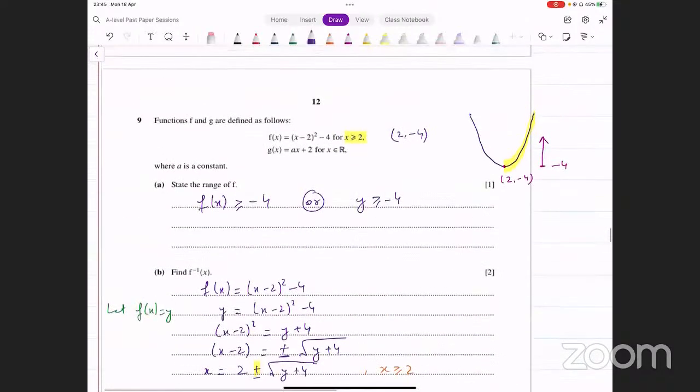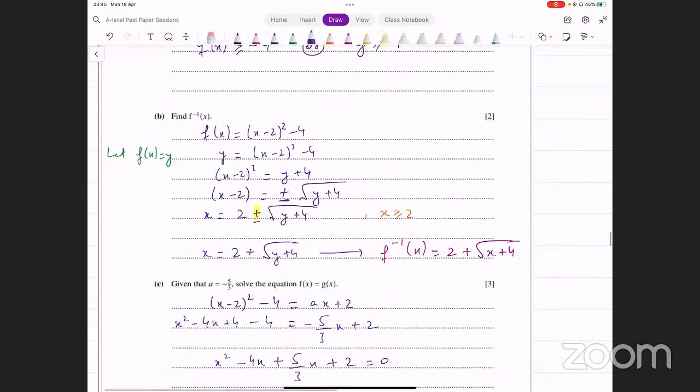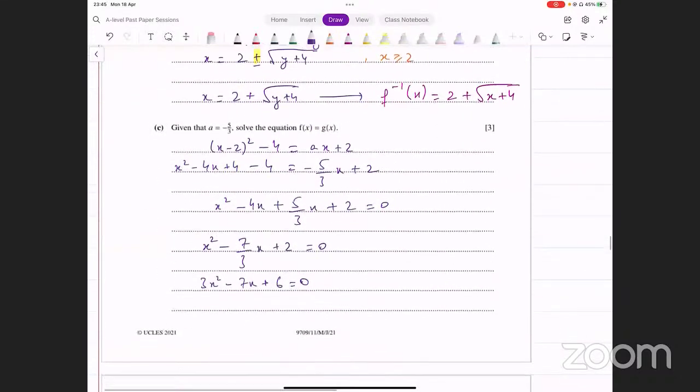-5/3, because only 3 marks. इसको इतना लंबा होना नहीं चाहिए. अच्छा, a की वैल्यू में क्या इनपुट की थी? x minus 2 whole square minus 4 and then -5/3x plus 2. Okay, that's okay.